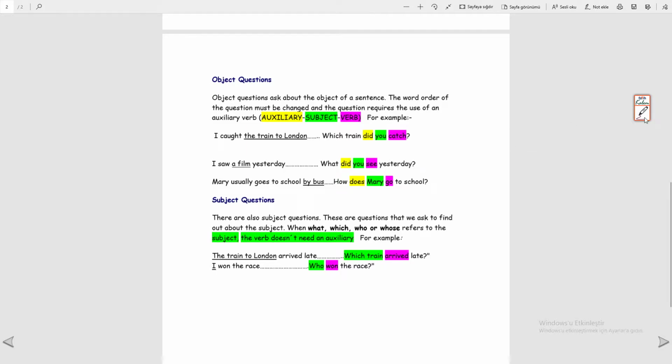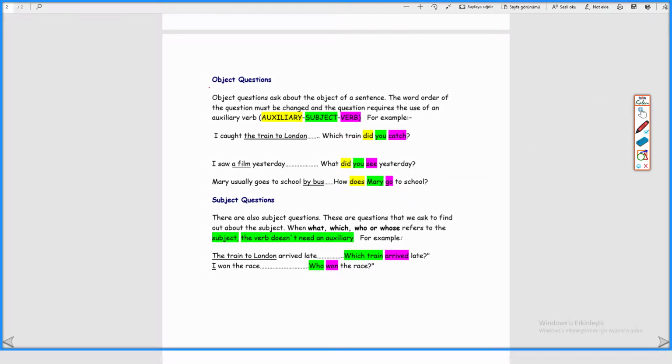And we have object questions. On the other hand, we have object questions, and object questions ask about the object of a sentence. The word order of the question must be changed, and the question requires the use of an auxiliary verb. Auxiliary, subject and verb. For example, I caught the train to London. Which train did you catch? I caught the train to London. This is a simple past tense question and answer at the same time.